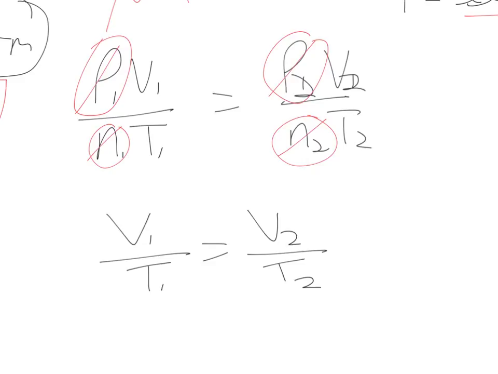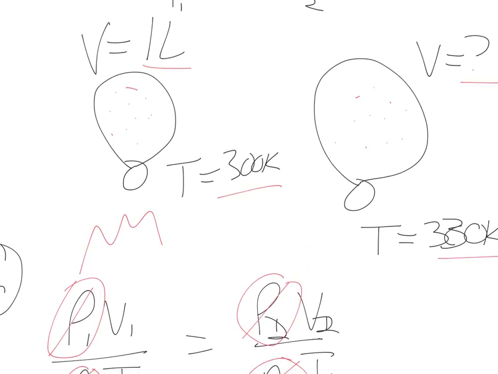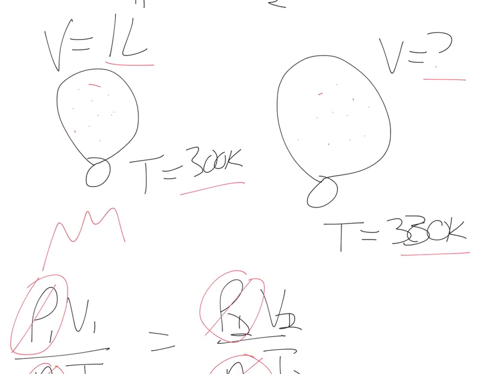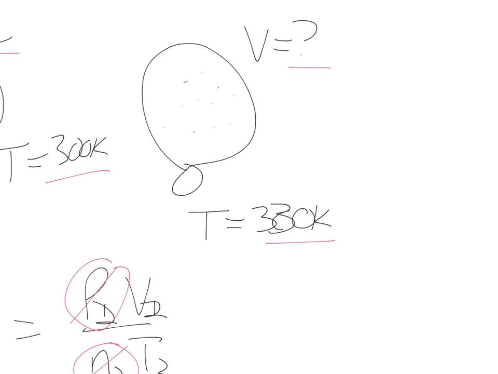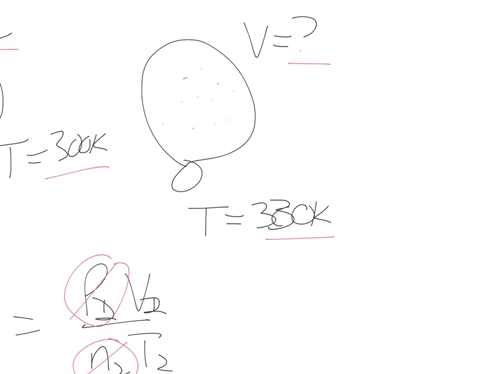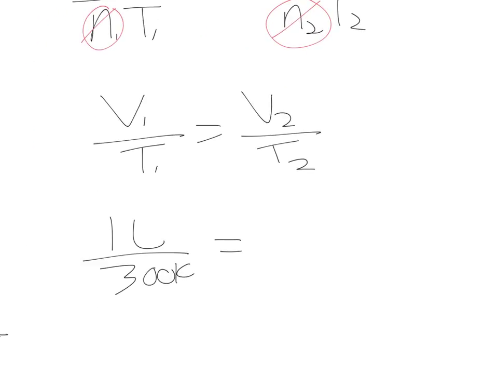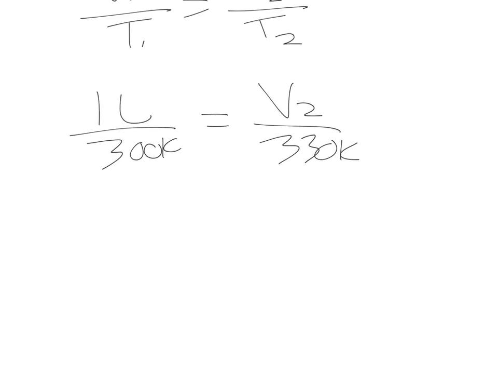And now I'm just going to plug in my numbers. For volume 1, I had 1 liter, and temperature 1 was 300 Kelvin. So let's put that in. 1 liter over 300 Kelvin. And my secondary variables, I had 330 Kelvin, but I didn't have a new volume. So I have to leave volume 2 as a variable. So that's volume 2, and that's 330 Kelvin. And once all my numbers are in the right place, I can do my algebra to solve.